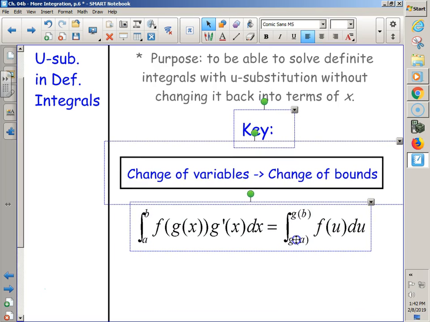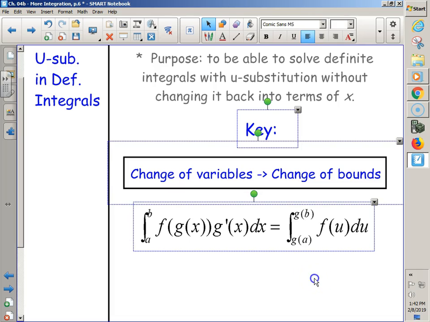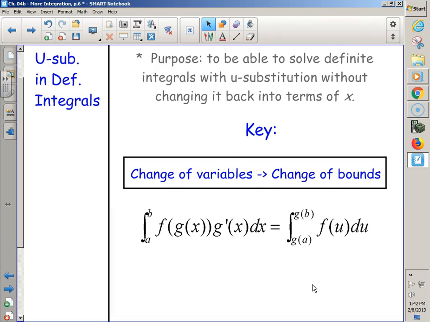Main idea, change variables, you gotta change the bounds. Do you guys see below on the left-hand side, isn't everybody in terms of x? The f of g of x, the u prime is in terms of x, the d is in terms of x. So what do you think a and b are? Yeah.